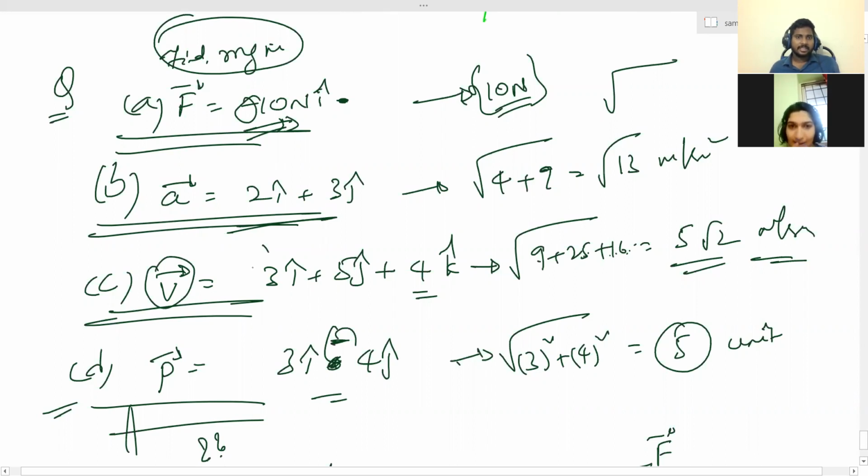No, it is a vector. I gave some random velocity vector. This can be some 5 i cap plus 24 j cap plus 33 k cap also. At that time, magnitude will change. You have forgotten everything. I told you, right? Root over x component square plus y component square plus z component square. Here x component is 3, y component is 5, z component is 4.